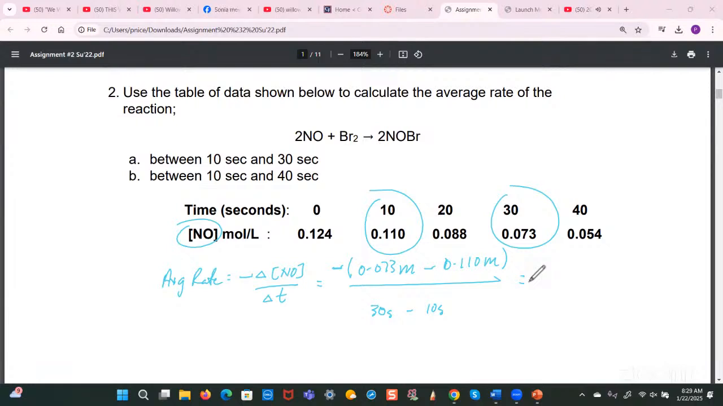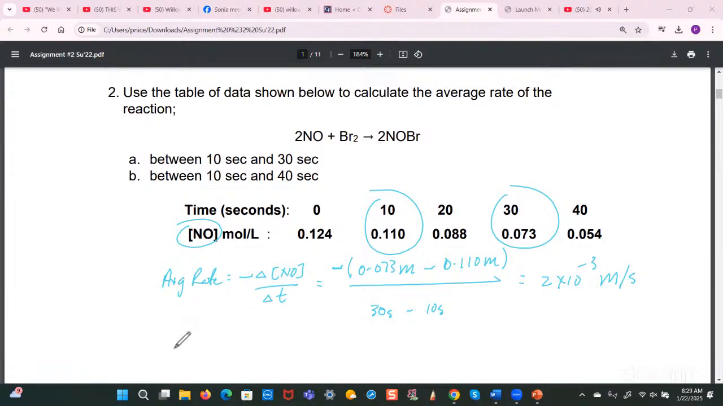divide by 20. So according to my calculations, in this case, I'd have to round off to 1 sig fig, so that will be equal to 2.0, I'm sorry, 2 times 10 to the minus 3, and the units here would be M over s, all right? Any questions about that one? Any questions?